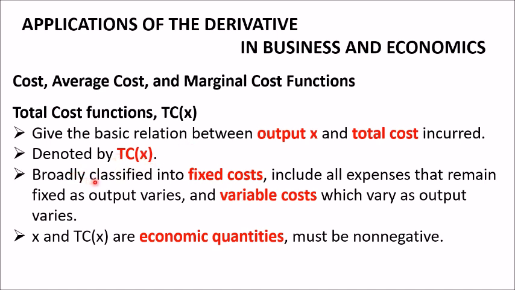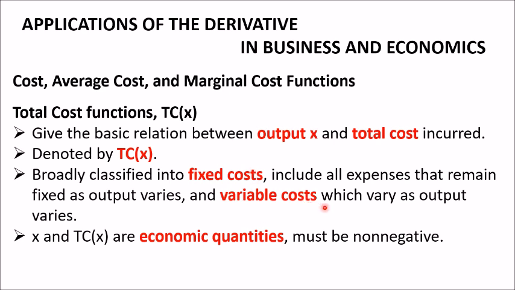Broadly, this total cost function is classified into fixed cost at saka variable cost. Itong fixed cost, this include all expenses that remain fixed as output varies. Ano bang halimbawa ng mga fixed cost sa isang business? Halimbawa, meron kang business, let's say, paggawaan ng notebooks or papel. So, yung mga fixed cost dyan, of course, yung una-una, rental, electricity, water bill, mga ganon-ganon. Ano pa? Salary ng mga employee mo. So, yan, mga fixed cost yan. Dahil kahit na wala kang gagawing product, talagang you have to pay for that. So, they are considered fixed cost.